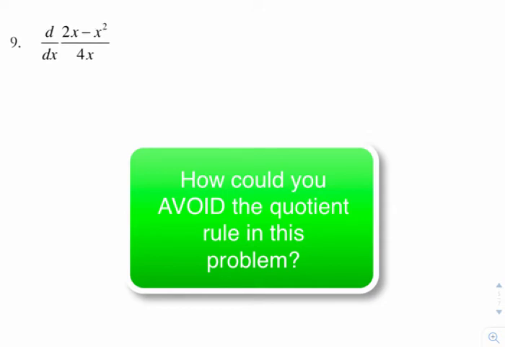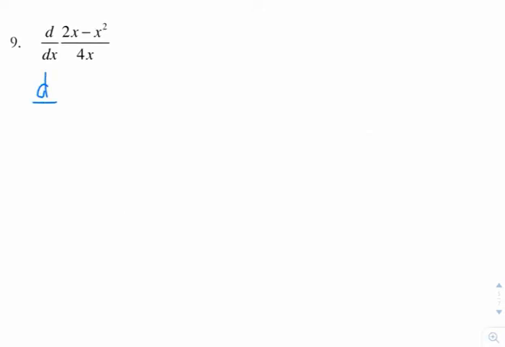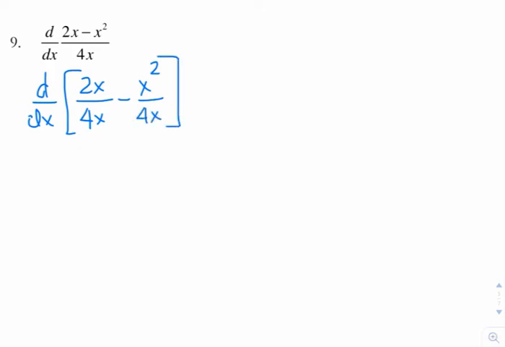So the key is to rewrite before you differentiate. So you can rewrite this as the difference of two fractions with the same denominator. This is the same idea as adding fractions with a common denominator. We are separating them with a common denominator. And now, especially because they have monomial denominators, we can simplify them. Again, we haven't actually done any calculus here. We're just rewriting.